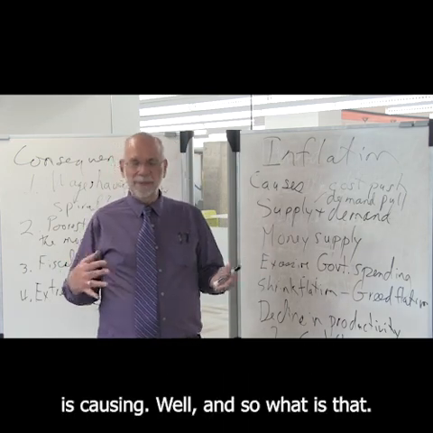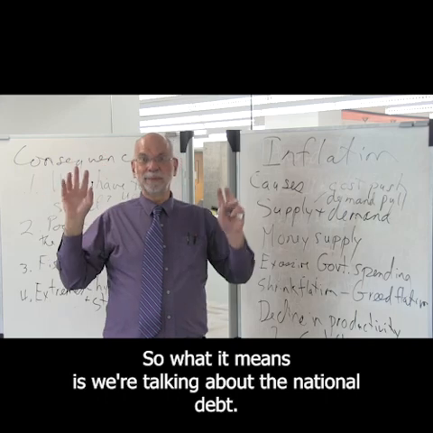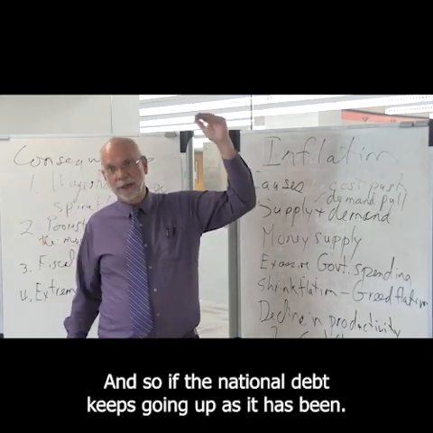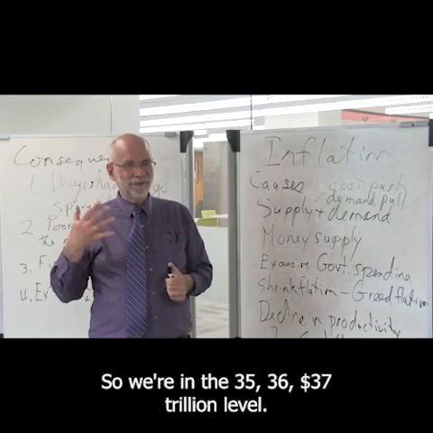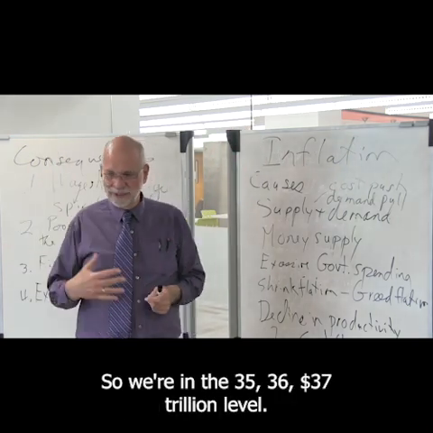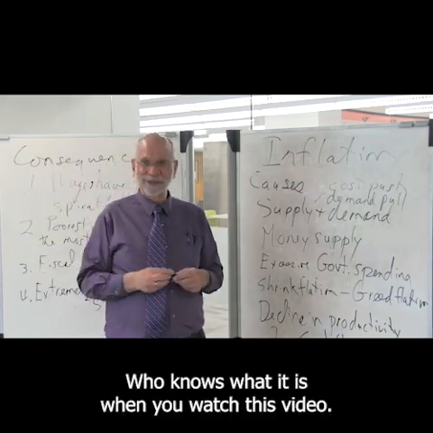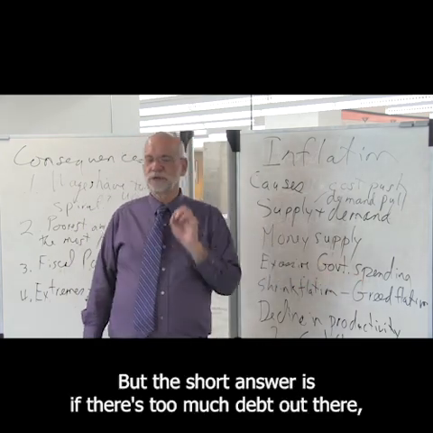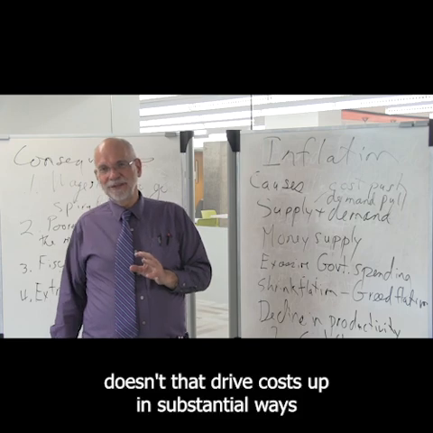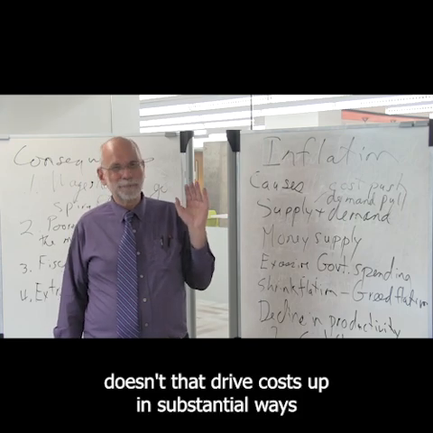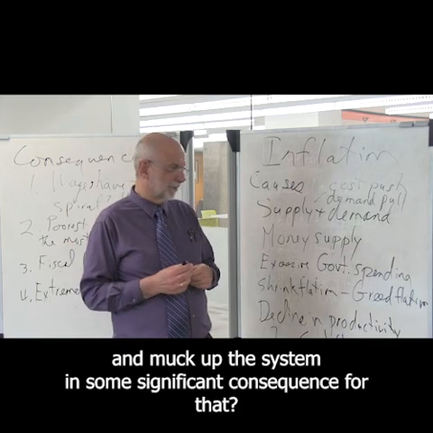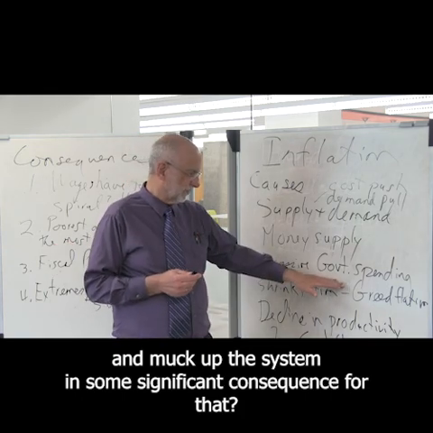Well, and so what does that mean? So what it means is we're talking about the national debt. And so if the national debt keeps going up, as it has been, so we're in the 35, 36, 37 trillion dollar level, who knows what it is when you watch this video. But the short answer is if there's too much debt out there, doesn't that drive costs up in substantial ways and muck up the system, with some significant consequences for that?